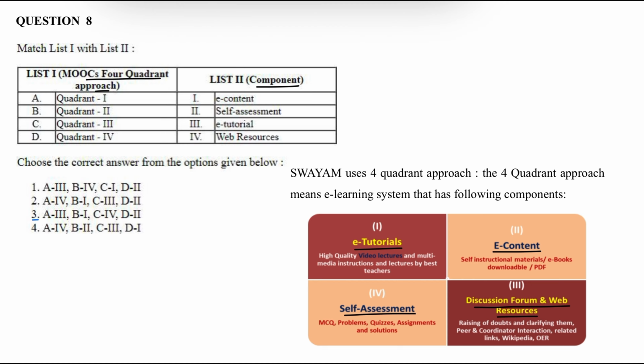So for A, quadrant 1 is e-tutorial, A3. B, quadrant 2, e-content, B1. C, quadrant 3, discussion forum and web resources, C4. D, quadrant 4, self-assessment, D2. Correct answer A3, B1, C4, D2. Option 3.